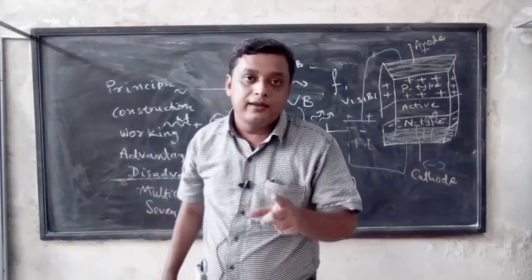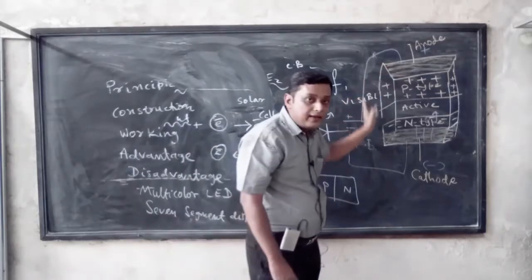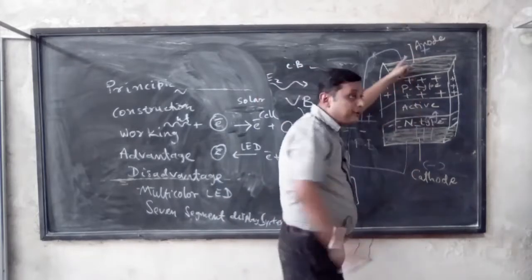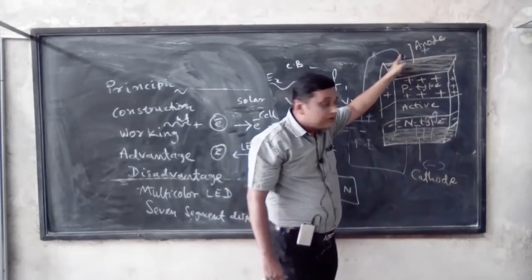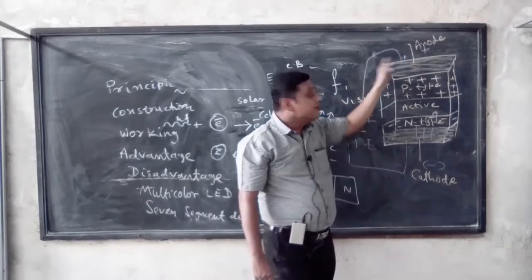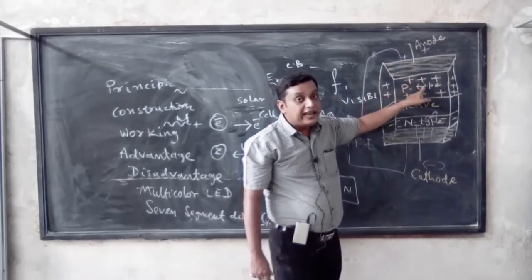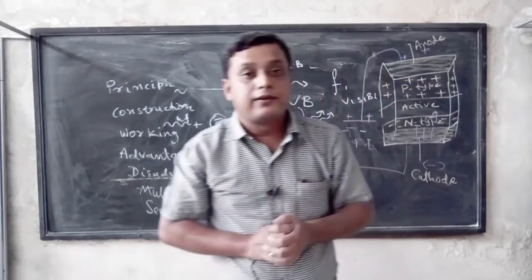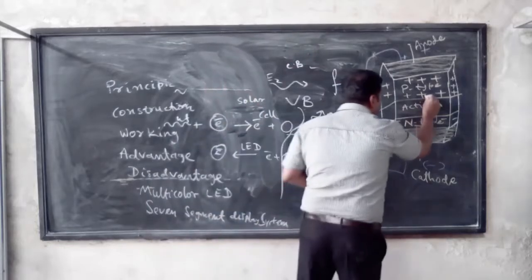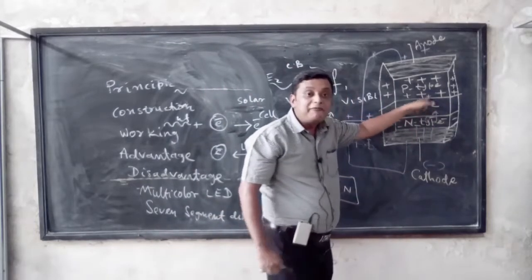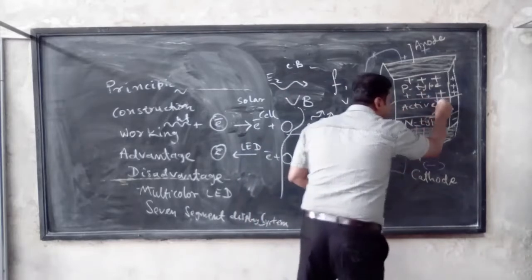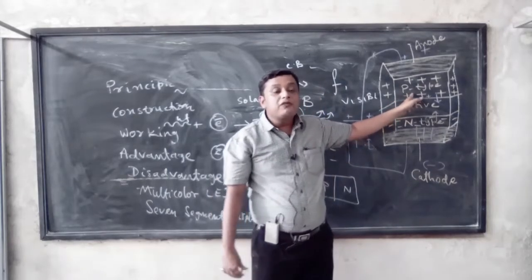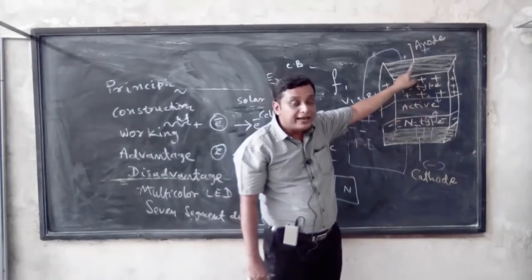Same thing happens here. Here we are connecting the positive terminal of the battery. So this positive charge of the battery and this positive charge of the hole inside the p-type semiconducting material, there will always be repulsion. Due to this repulsion, these holes are also shifting towards the depletion barrier.